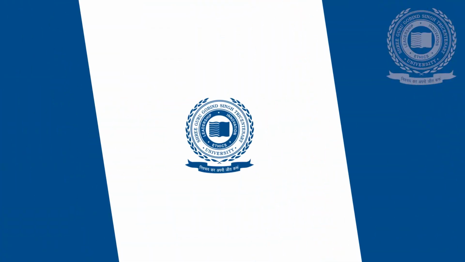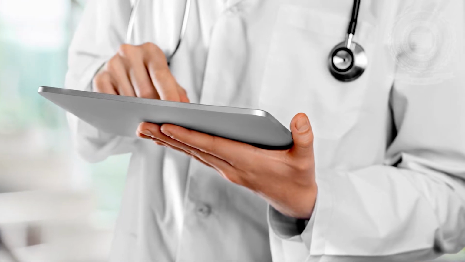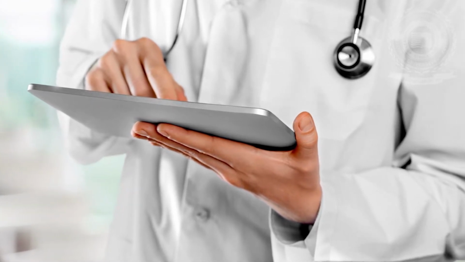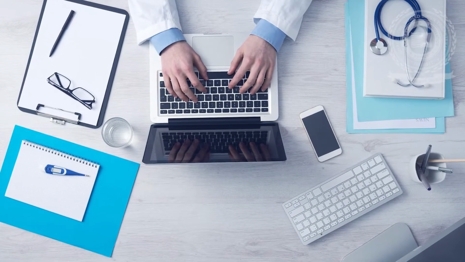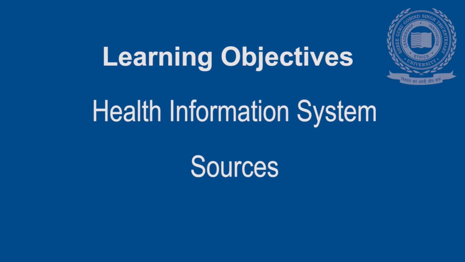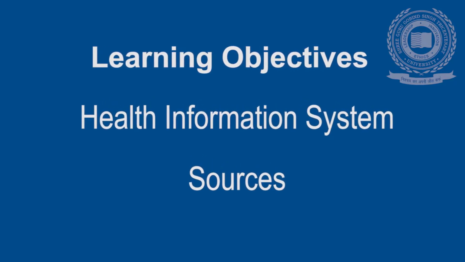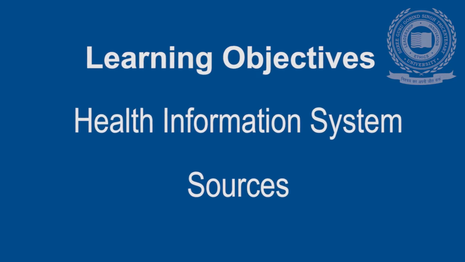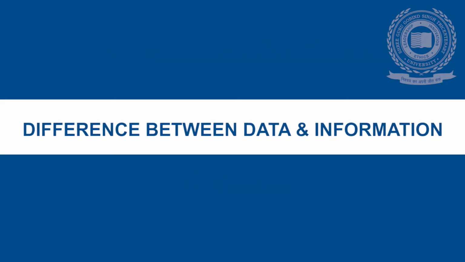So let's start with the definition of health information system. It is a mechanism for the collection, processing, analysis and transmission of information required for organizing and operating health services and also for research and training. So at the end of this lecture, you will be able to know about what is a health information system and its various sources.